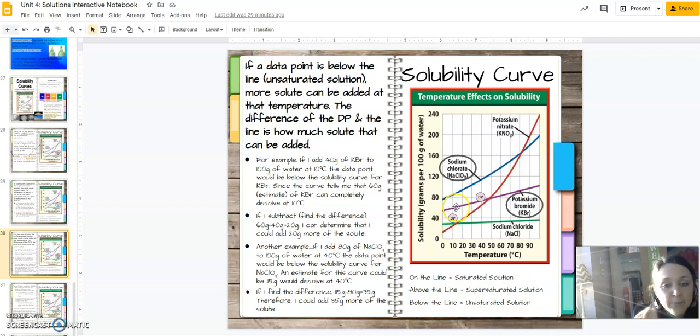That means I could add more to it because it's below the line. It's unsaturated. Think about an unsaturated towel. You can wipe up more water. So how much more could I add? Well, I'm at 40, and I could be at 60, so I could add 20 more grams.